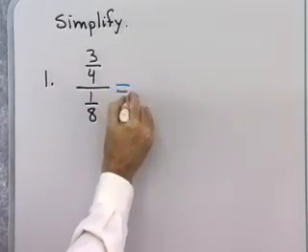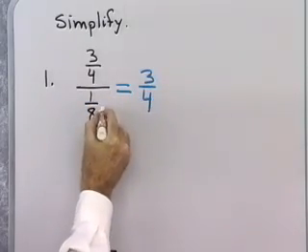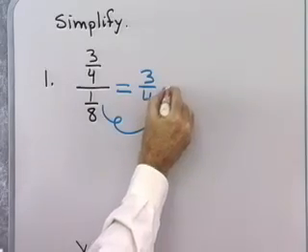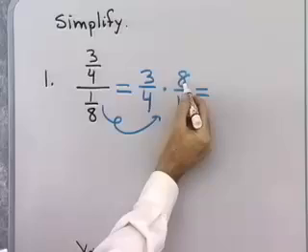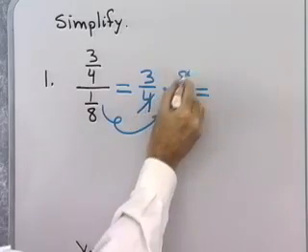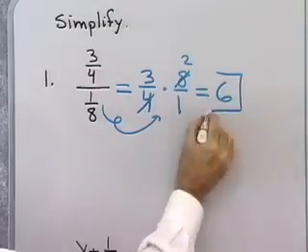Let's just use our definition of division. This is 3/4 divided by 1/8. So instead of dividing, I'm going to multiply by the reciprocal, 8/1. Now I'll reduce to lowest terms. 4 divides into 8 twice. I have 3 times 2 is 6, divided by 1 is just 6.